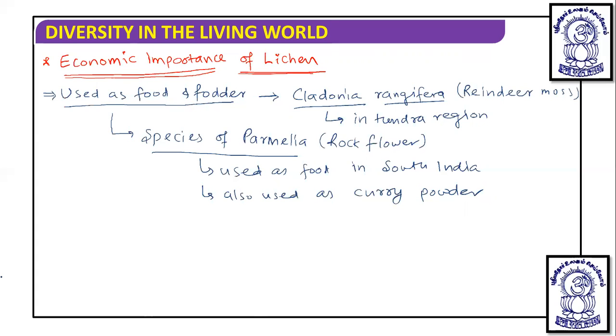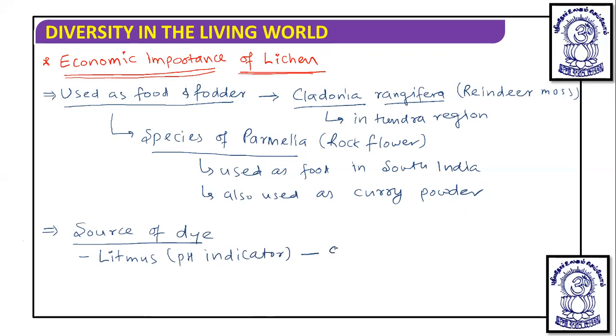Apart from being a source of food and fodder, they are also a source of dye. And if we talk about the source of dye, the first thing is litmus. You know that litmus is a pH indicator that identifies acid and base, and it is obtained from Rossella tinctoria, a species of lichen. This is an acid-base pH indicator.